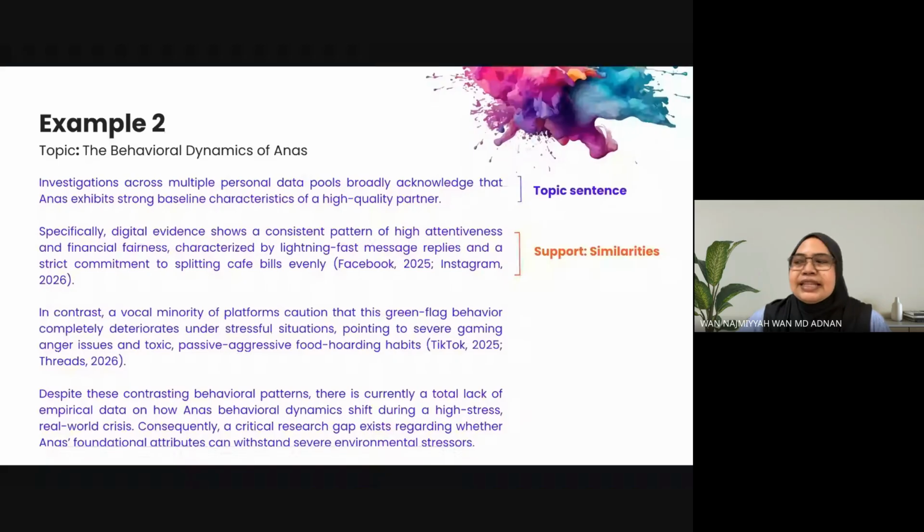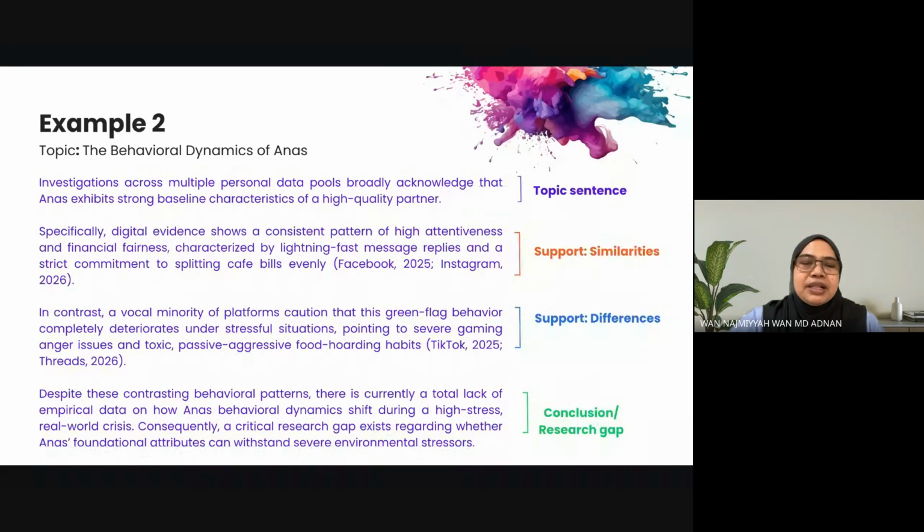So the next paragraph. In contrast, a vocal minority of platforms caution that this green flag behavior completely deteriorates under stressful situations, pointing to severe gaming anger issues. This is from TikTok, right? And toxic passive aggressive food hoarding habits from Threads. So these are the differences, these are the negative traits. You organize the similarities or positive things in one corner, and you organize the differences in one corner.